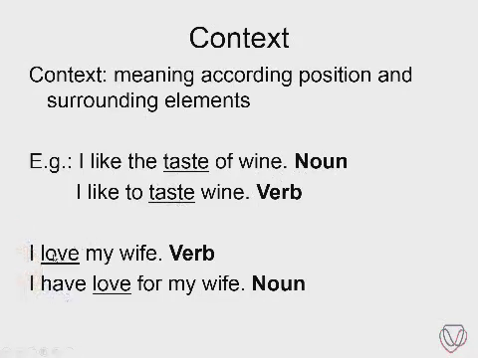Here's another one, the word love. Frequently confused between verb and noun. This one: I love my wife, in this case a verb, and then I have what? Love for my wife. The verb now is have. There, the word love is a noun. An abstract noun, by the way.